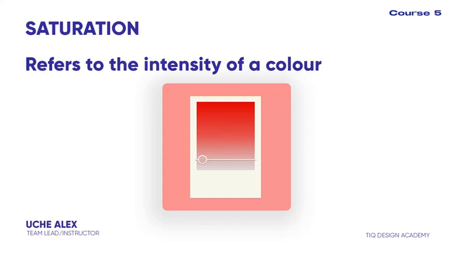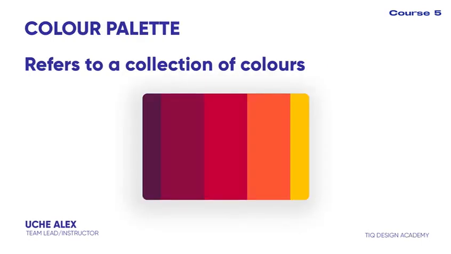The one other term we'll be using a lot too throughout the course and after this course that has a lot to do with colors is color palette. A color palette refers to a collection of colors. As you can see here, you can see how this set of colors have been put together beside each other. This is a color palette.